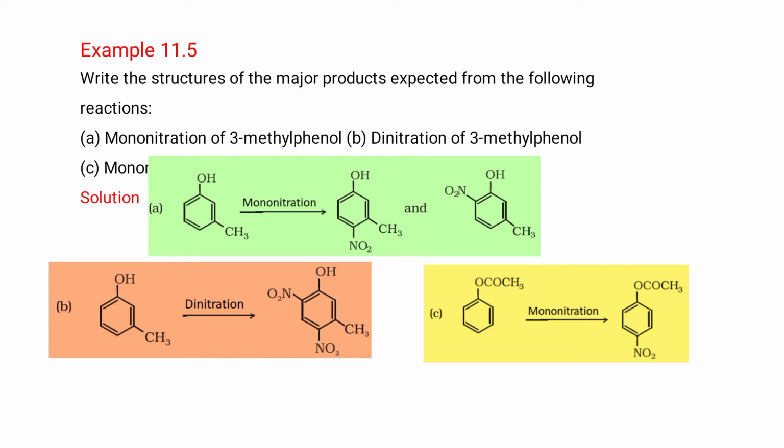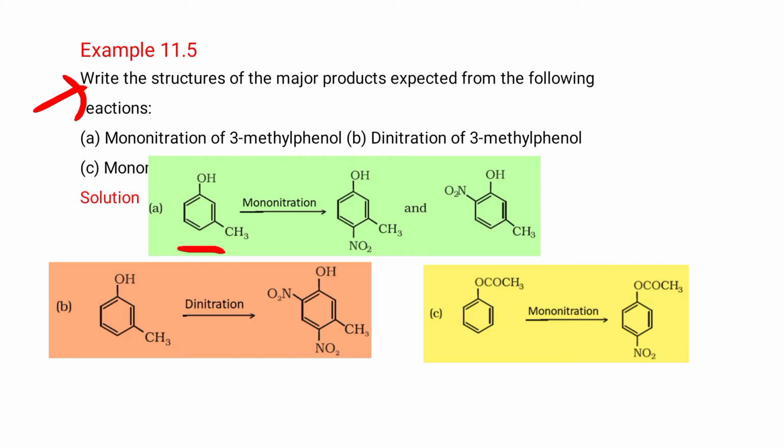Now students, example 11.5 is there. Write the structure of the major product expected from the following reactions. First is mononitration of 3-methylphenol. Students, this compound is 3-methylphenol and we want to make mononitration. Mononitration means only one nitro group will attach to the phenol.